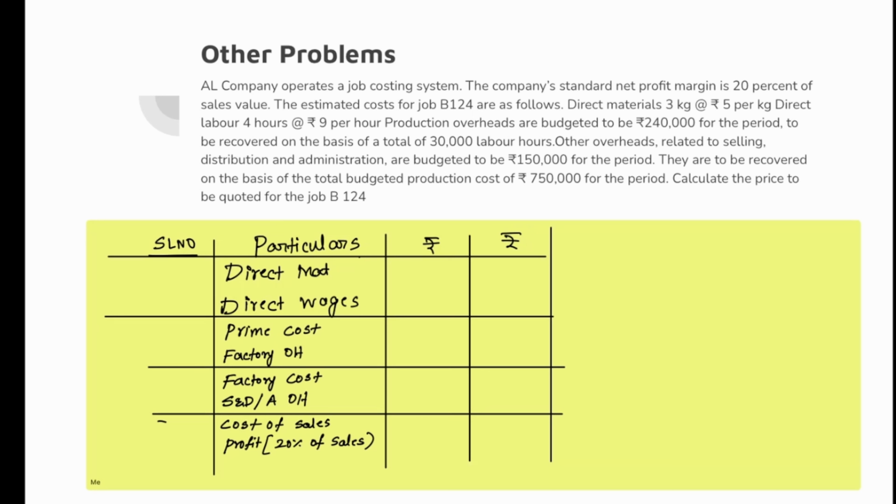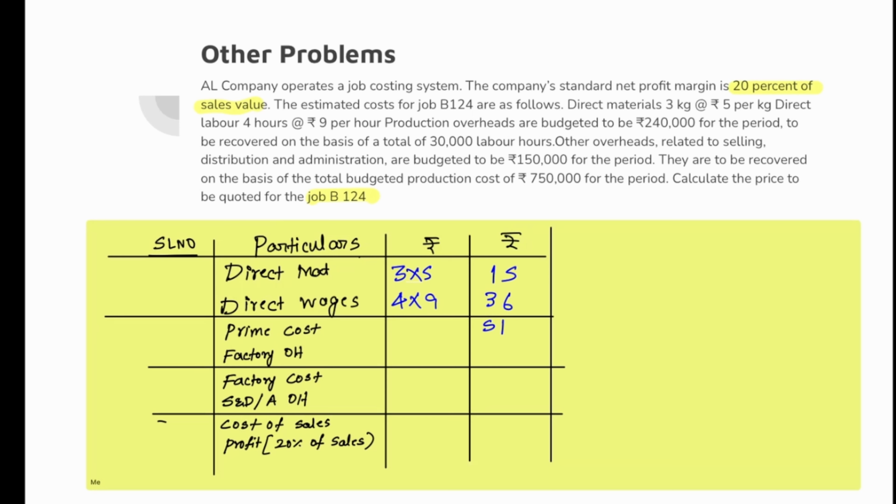Now let us go through the problem statement. So what is the question here? You have to prepare a job cost sheet for job B124 and you have to derive the price with 20% margin on sales. So first, in a job cost sheet problem, write the cost sheet pro forma and start filling whatever data is directly available. So in this case, the direct material is 3 kg at 5 per kg. So 3 into 5, 15 is the direct material. Then direct wages 4 hours at 9 per hour. So 4 into 9 you will get 36. So prime cost is 51.